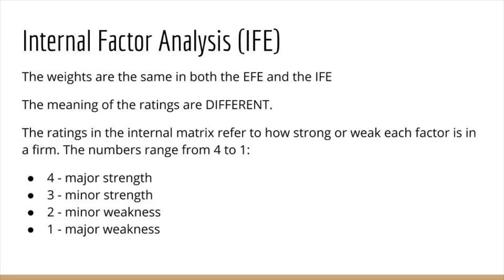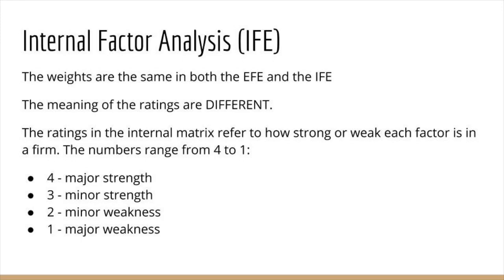We will then move into our internal factor analysis or IFE. The weights are the same for both the EFE and the IFE. They are both industry centric, but while ratings in both differ to your individual company, the meaning of the ratings are different. The ratings in the internal matrix refer to how strong or weak each factor is in a firm. The number ranges from 4 to 1, where 4 means major strength, 3 minor strength, 2 minor weakness, and 1 major weakness. Strengths can only receive 3 and 4, while weaknesses can only receive 1 or 2.